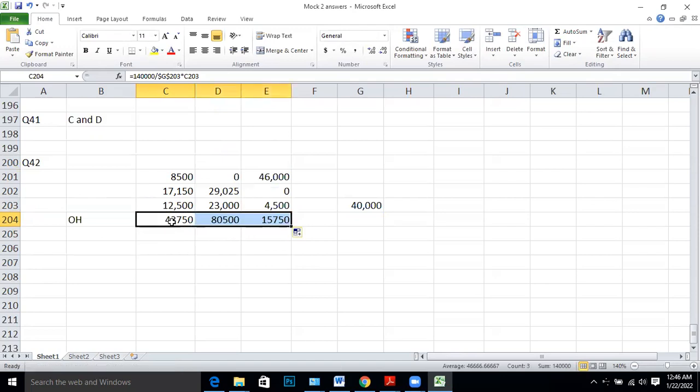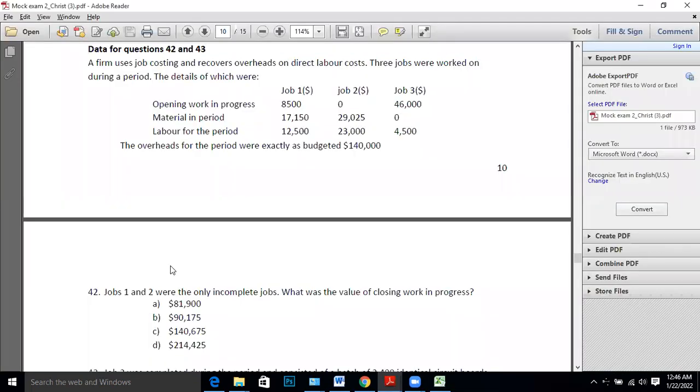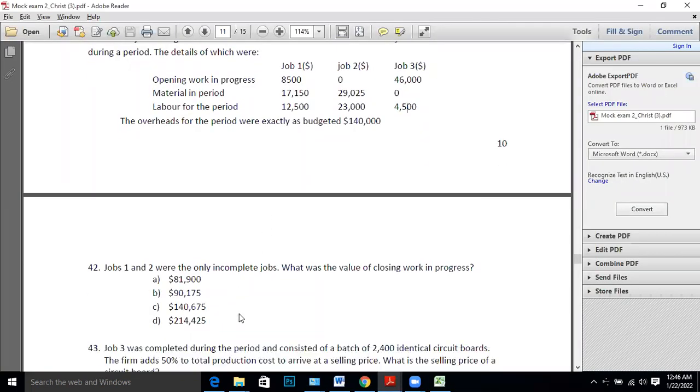Right. Now they said work in progress, these three. Job 1 and job 3 are the work in progress. So work in progress will be 81,900 plus 66,250, which is 148,150. We have an answer 148,150. No, we made some mistake.